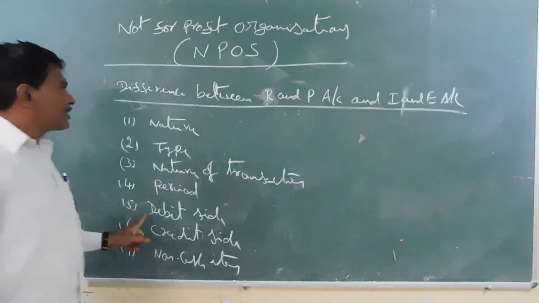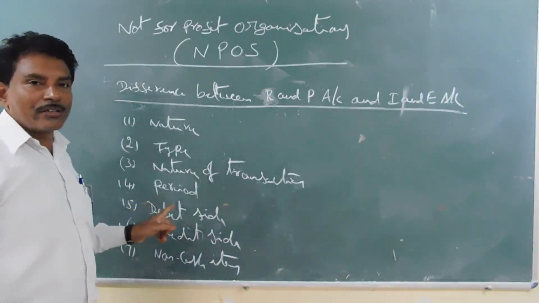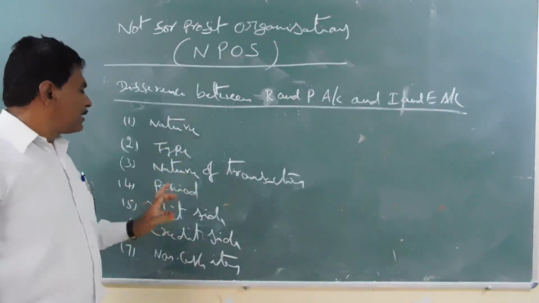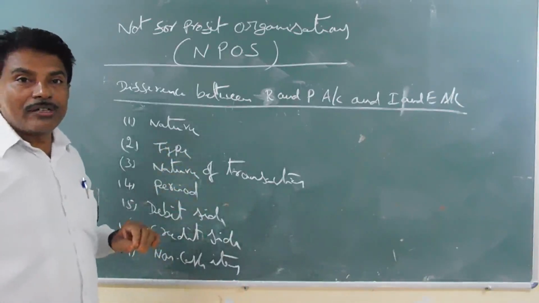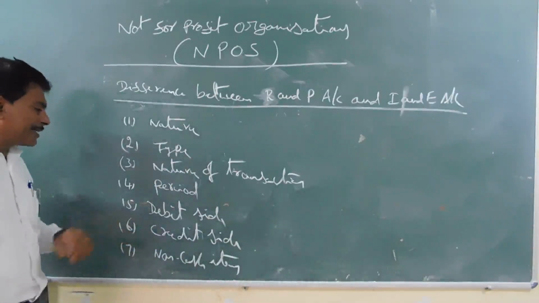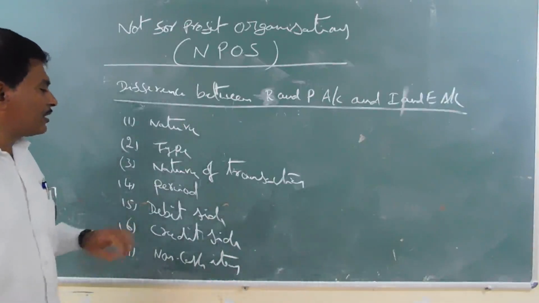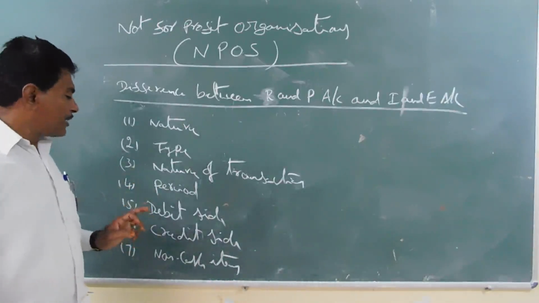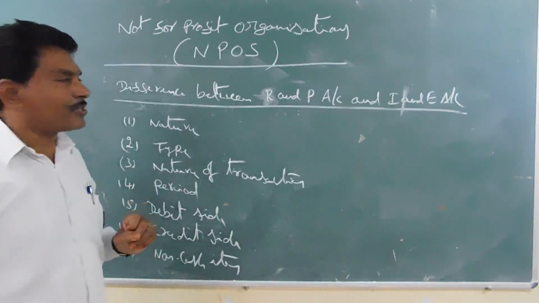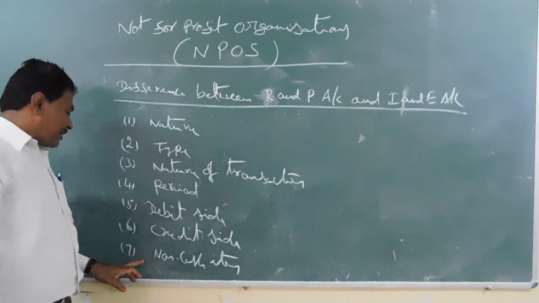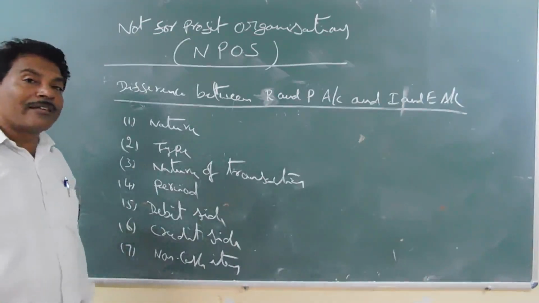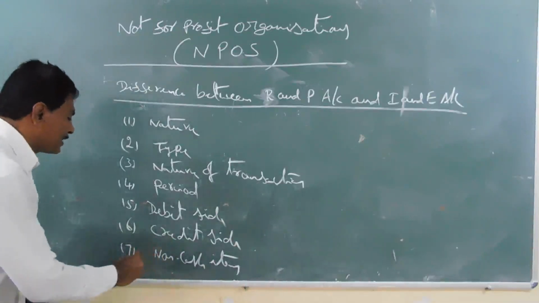Next one, debit side. In receipts and payments account, all receipts are shown, whereas in the income and expenditure account, expenditure is shown on the debit side. Next, credit side. In the receipts and payments account, all payments are shown on the credit side, whereas in income and expenditure account, all incomes, revenue incomes, are shown. Next one, non-cash items.